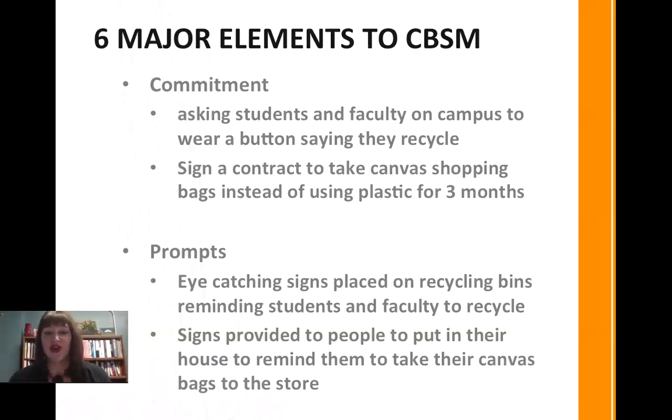So an example there are eye-catching signs placed on recycling bins to remind students and faculty of their commitment to recycling. We can also have signs provided to people to put in their house to remind them to take those canvas bags to the store. I've also seen some of our grocery stores include reminders about, did you forget your canvas bags in your car? So that way you remember them before you actually reach the grocery store itself. So things like that can certainly help.